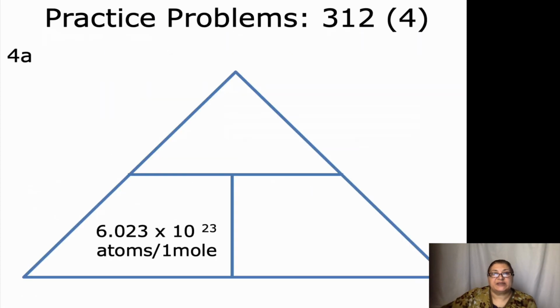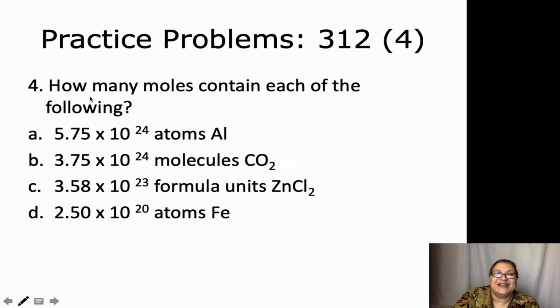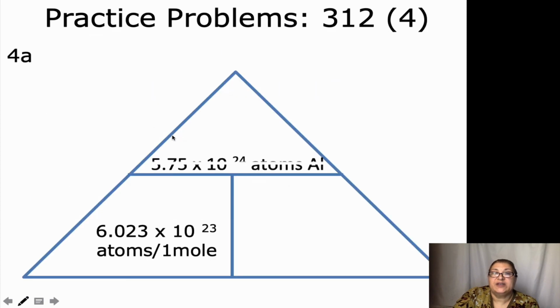Now we're going to do the opposite. This is what the problem says: how many moles are in 5.75 times 10 to the 24th atoms of aluminum? Atoms of aluminum go on top, 5.75 times 10 to the 24th atoms of aluminum, and they're asking for moles. They're one on top of the other, so we divide.